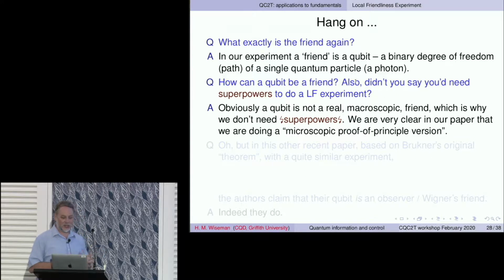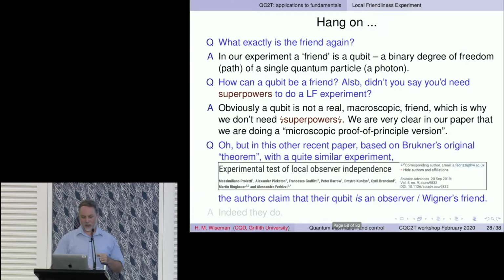So the point is that this paper is not a Wigner's friend demonstration. It's a proof of principle at the microscopic level of what would need to be done. Okay, so if you're up with the literature, you might say, oh, but in this other recent paper, which was based on Bruckner's original theorem, with quite a similar experiment, the authors claim that their qubit is an observer or Wigner's friend.